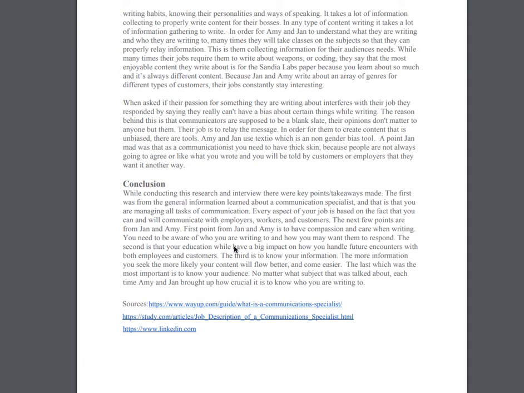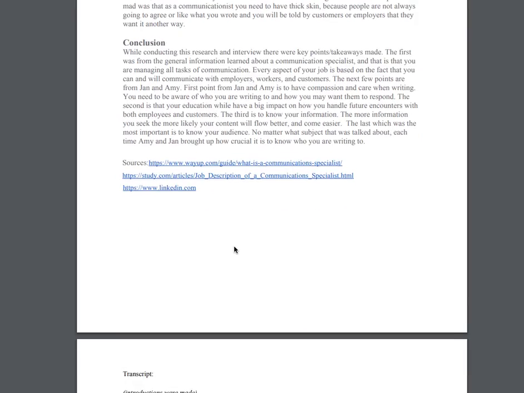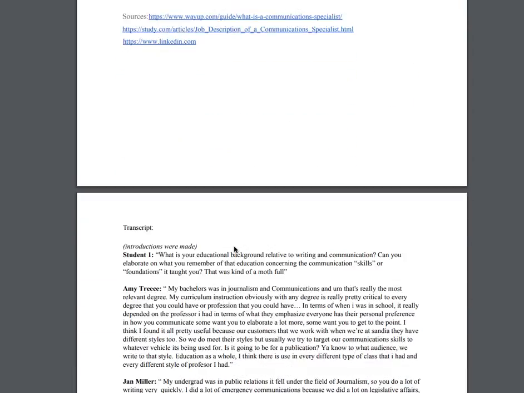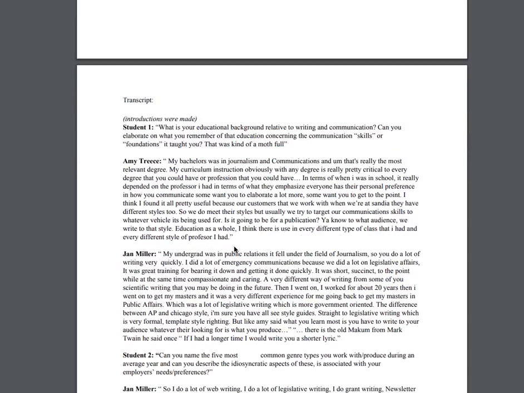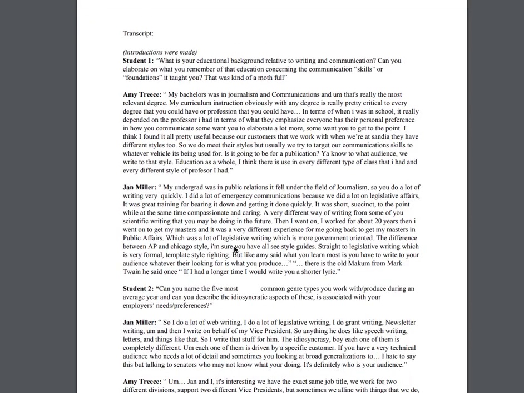I want to be sure that everybody's looking back at the assignment itself to make sure that you're doing everything you need to do in the memo itself. I will return to that prompt at the end of the video, and we'll revisit it together. After the memo, which is 2 pages, the student goes into the transcript. The student does a really nice job with this. Student 1 asks a question, and then Amy's answer and Jan's answer.